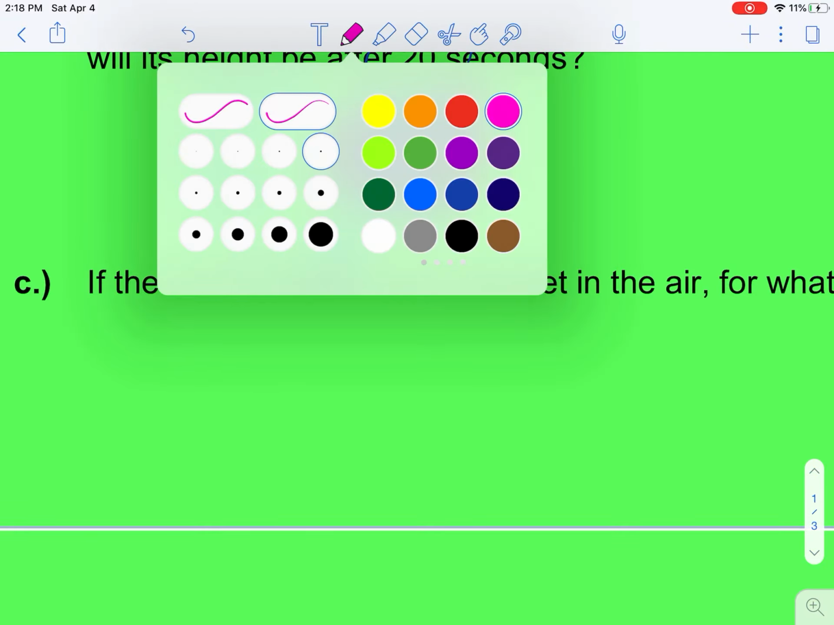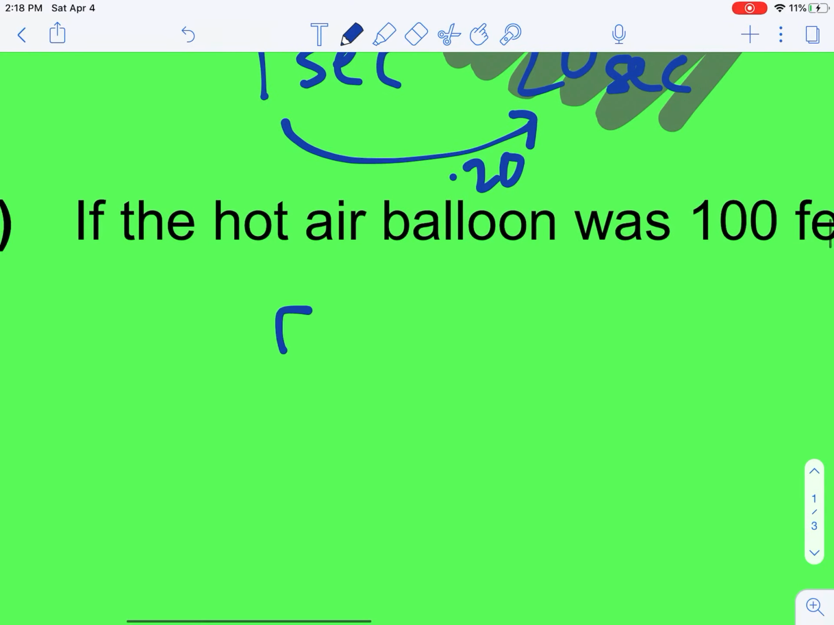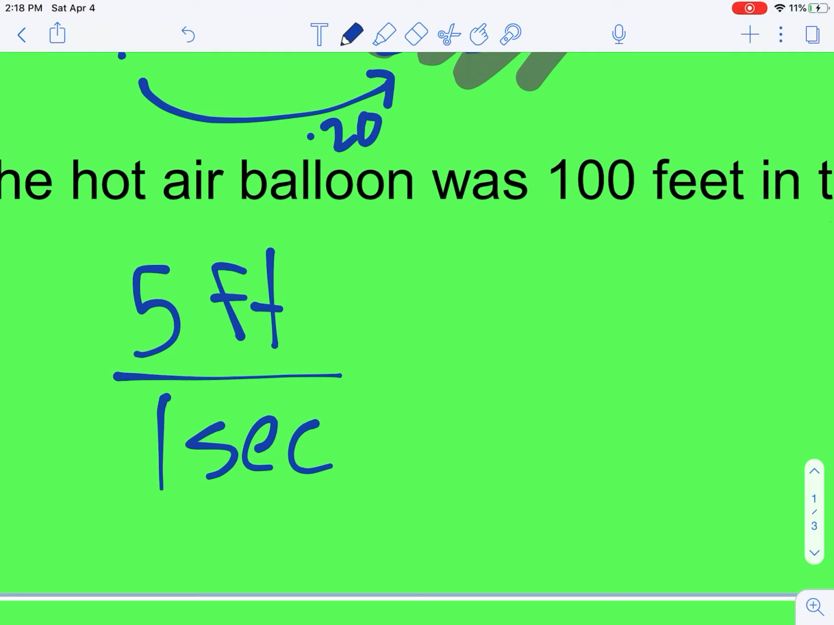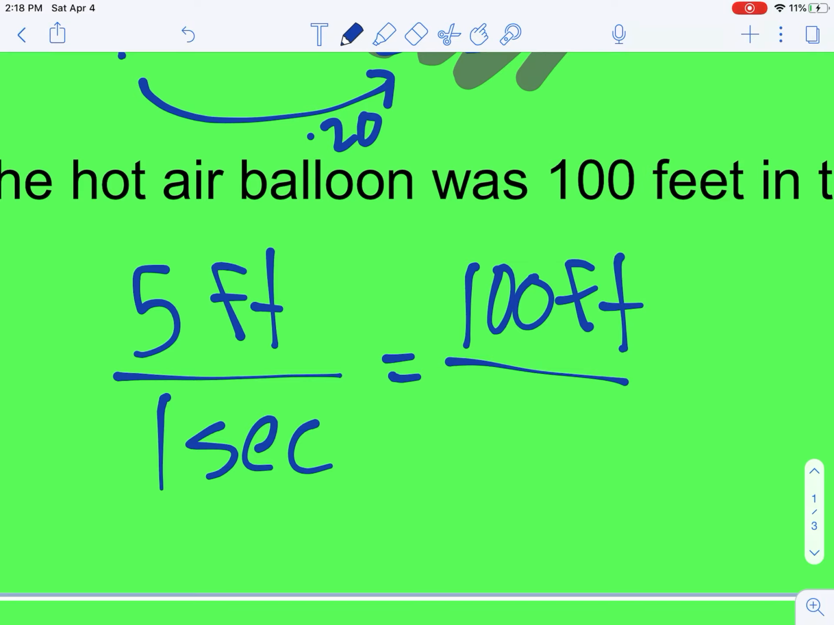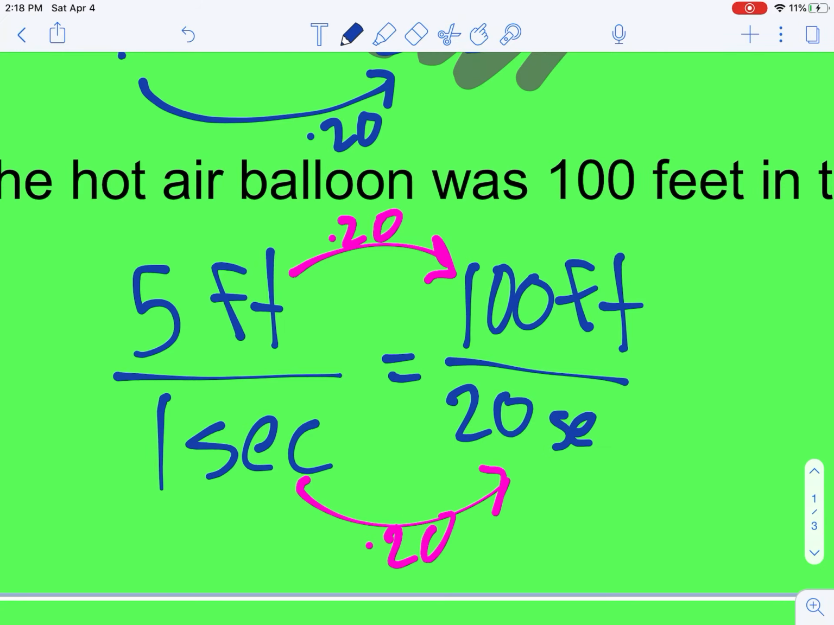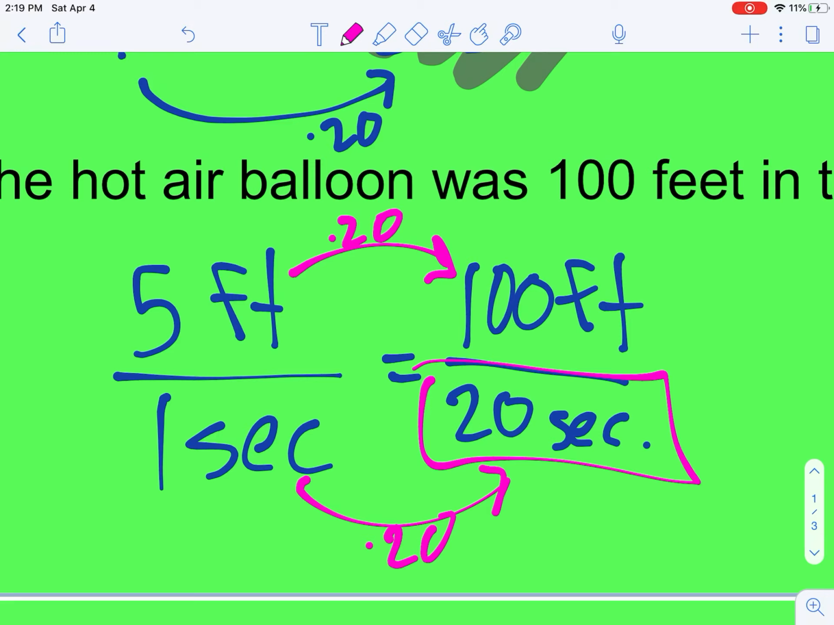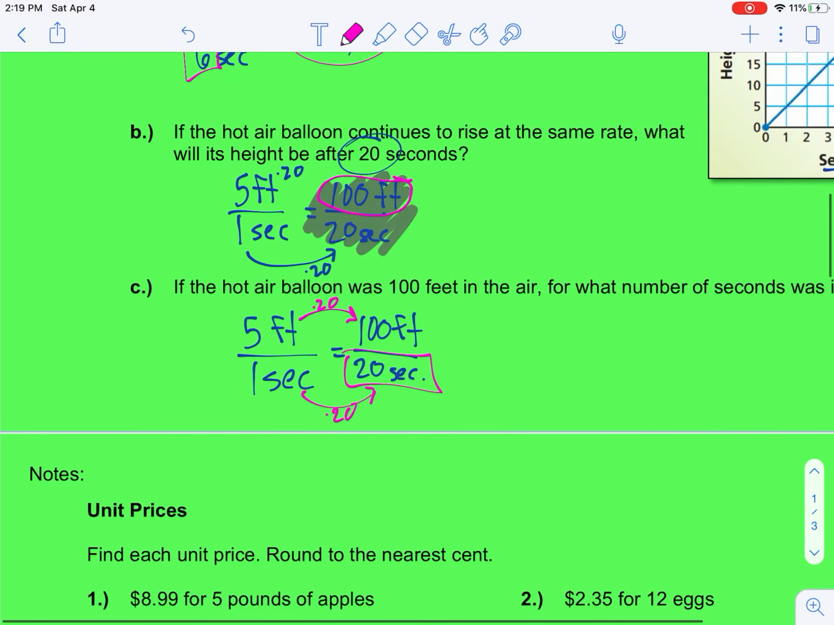Another way to look at it would be if I rewrite my unit rate of 5 feet in 1 second. The question is telling us that we don't want it to be 5 feet anymore. We want it to be 100 feet. So it's the same thing that we just did. To go from 5 to 100, I multiply by 20. So I would multiply the 1 by 20, and I would get 20 seconds. So either way you do that problem is fine. So it's a lot of critical thinking to solve some of these problems.